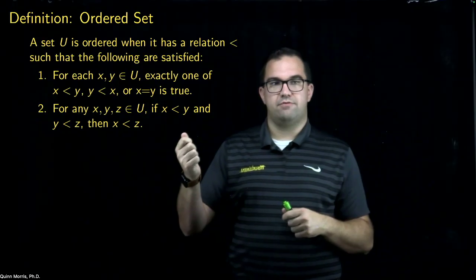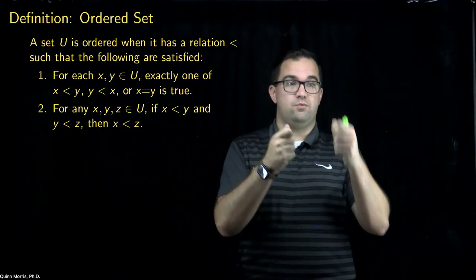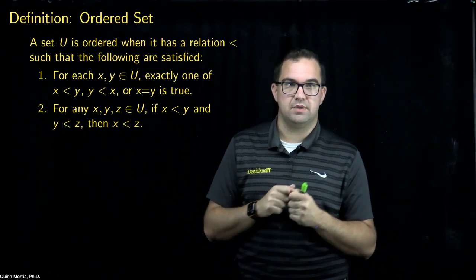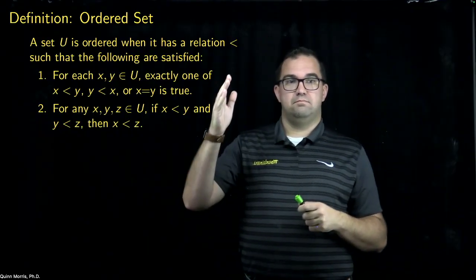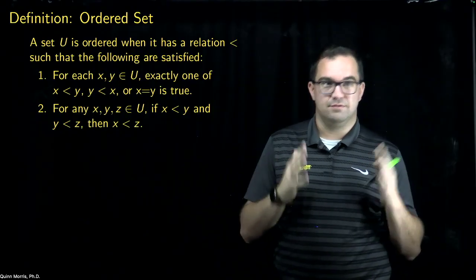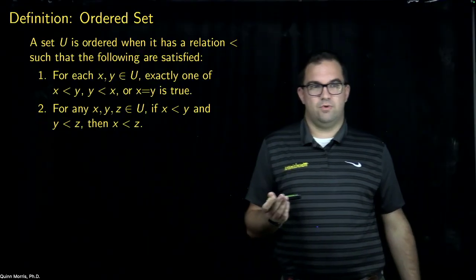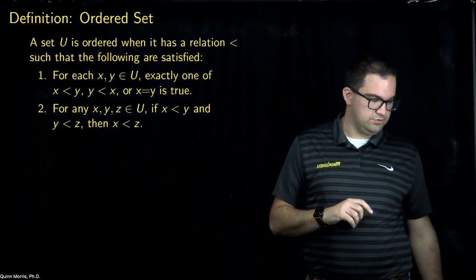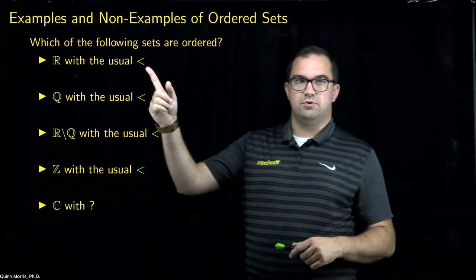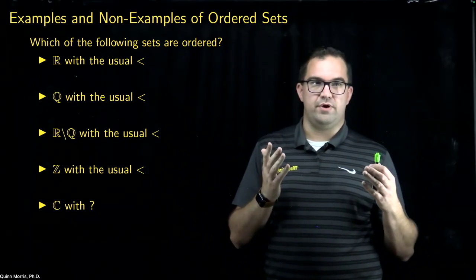The second property is often called a transitivity property. So if x is less than y and y is less than z, then I should be able to say that x is less than z. Okay. Now, for the real numbers and the standard meaning of less than, we can pretty quickly see that that's going to be an ordered set. So if we take the real numbers with the usual less than, we get these for free.